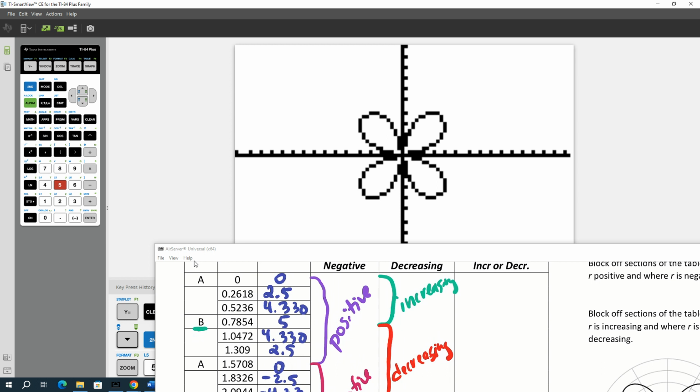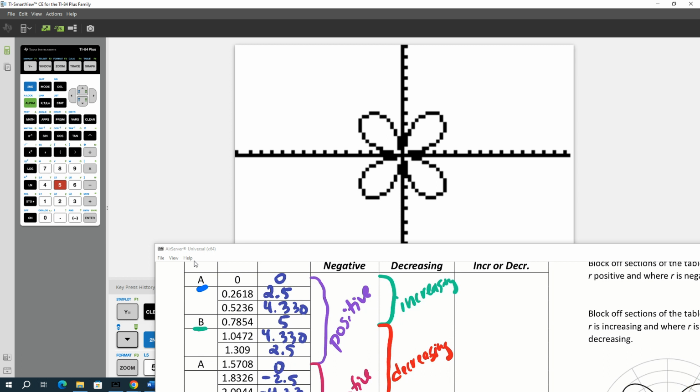Okay. And so where did it start? Did you notice? At 0, 0, right? At 0, 0, that's going to be point A. All right. And the order it graphed was A, and then it went to B. And then it went back to A. And then it went to C. That's down here.